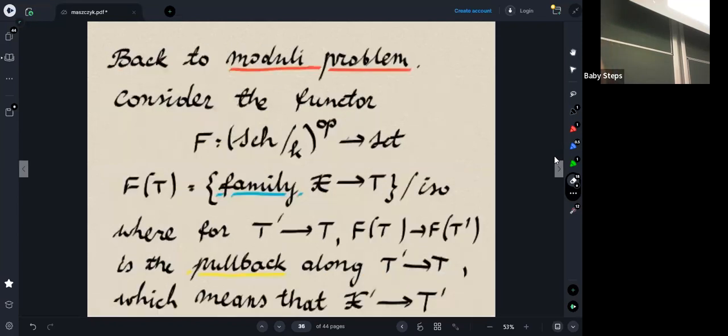Okay. How to use this point of view to clarify the moduli problem?